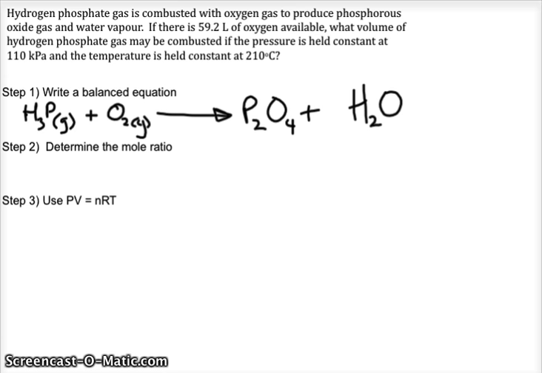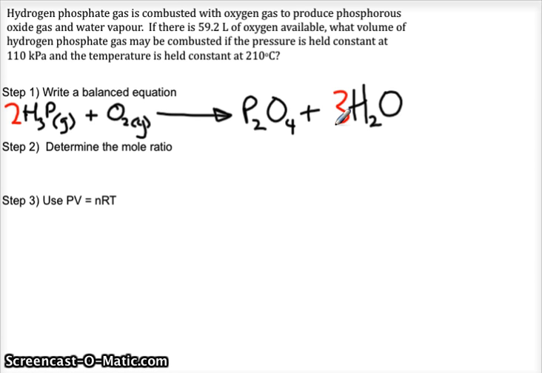Okay, and so I start with my hydrogen, and I see that there are 3 hydrogen on the reactant side and 2 hydrogen on the product side. So I put a 2 and a 3. Then I look at my phosphorus, and now that I put that 2 in front of the H3P, I have 2 phosphorus and 2 phosphorus, so they're balanced.